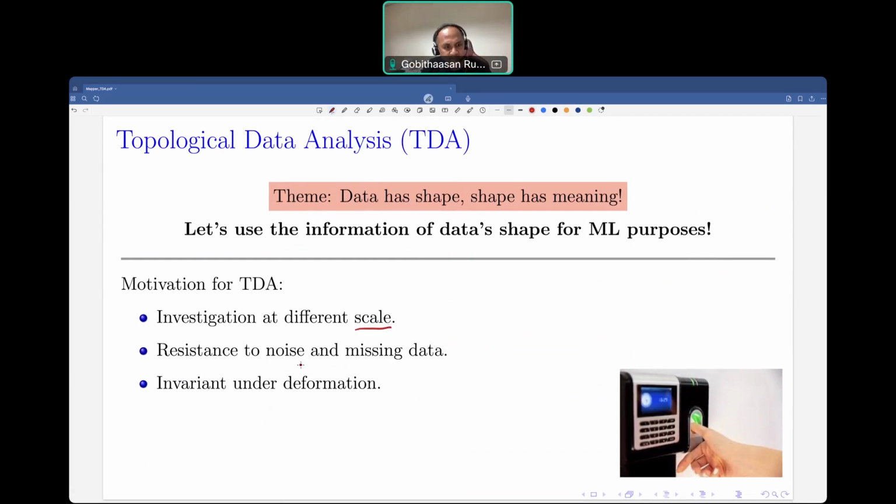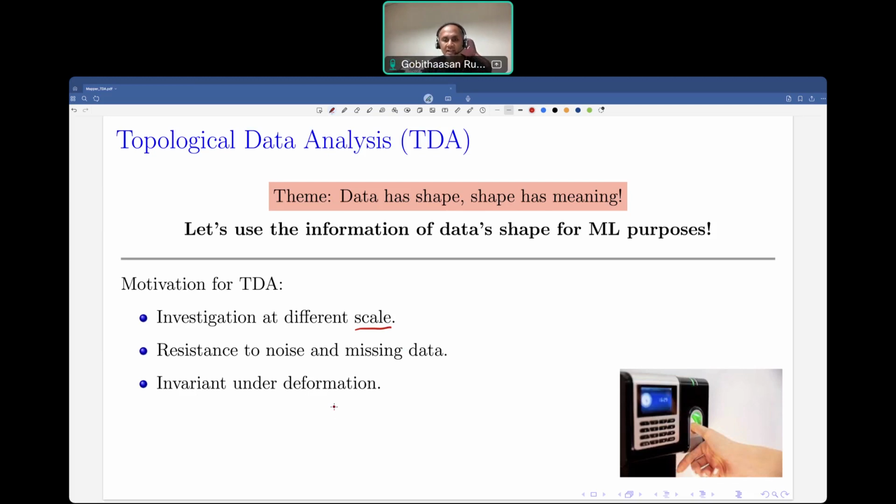And it is resistant to noise and missing data. Say some part of your data is missing, it would still be able to encode the shape of the data well. It is invariant under deformation, which means if you map it or shrink it, it's still the same data. So what is invariant under deformation? The shape information is invariant under deformation.